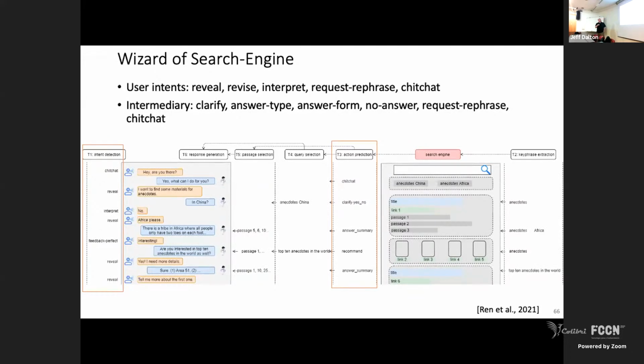And in this case, it's pretty simple. There's only 6 user intents and approximately the same number of intermediary intents that they can rephrase. These are not standardized. The authors have made this up, right? So this is still actually a bit of a wild west in terms of what the intents are and what the standard elements are.